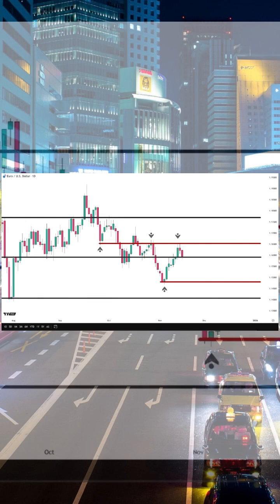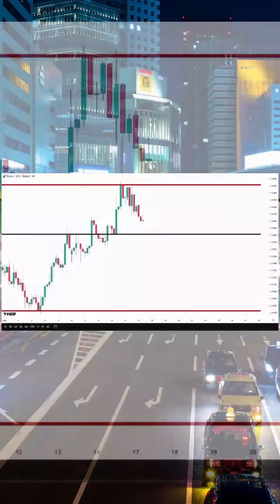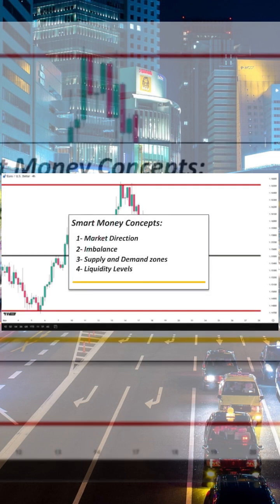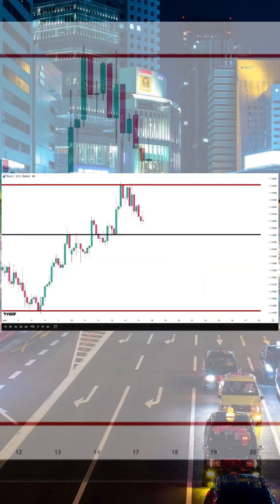We are not applying additional concepts yet, because we still have a long way to go before we reach the 1-hour chart. Now let's move on to the 4-hour chart. Now the 4-hour chart is where we start applying the key smart money concepts: market direction, imbalance, supply and demand zones, and liquidity levels. On the 4-hour chart, we can see a clear uptrend. We can mark the breakouts and also the swing points like this.